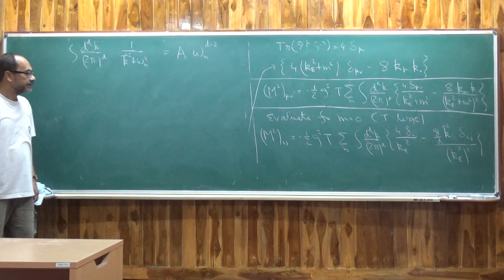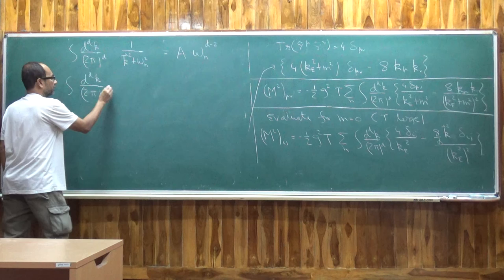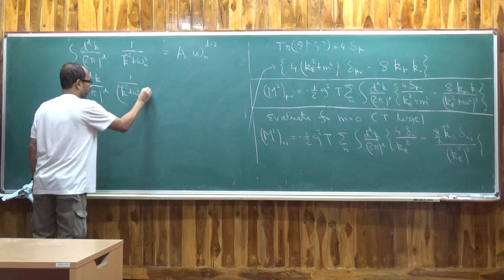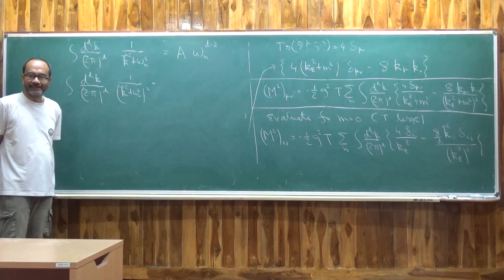Now, integral d^d k over 2 pi to the d, 1 over k square plus omega n square, whole square. So what is it? Here also some constant times omega to the d minus 4. Everybody agrees? But I am not satisfied with that answer. I need the constant.